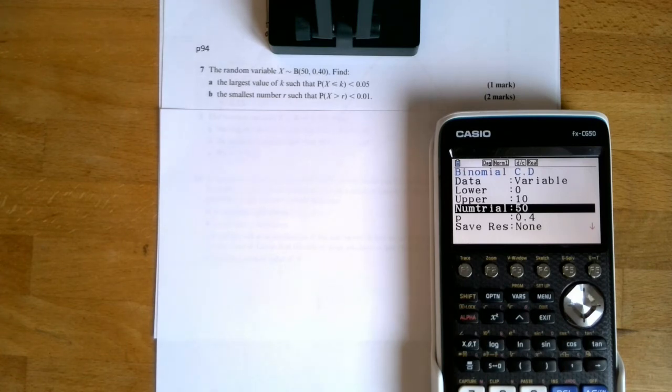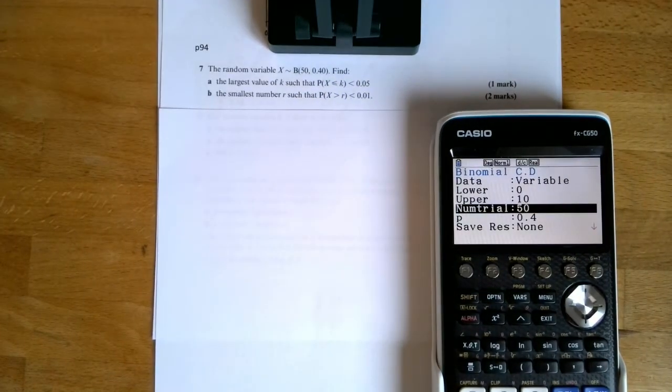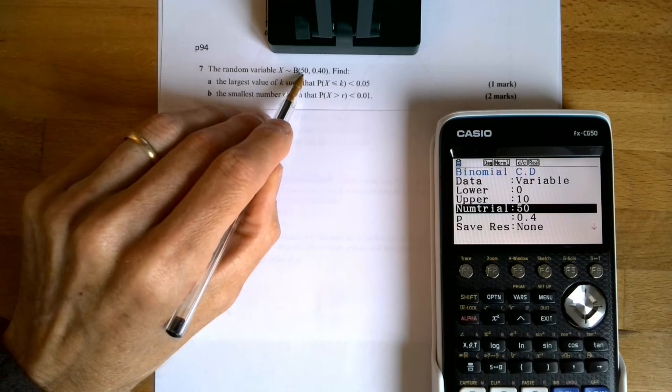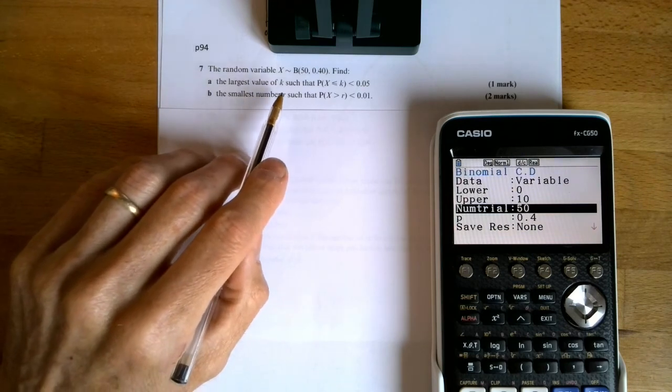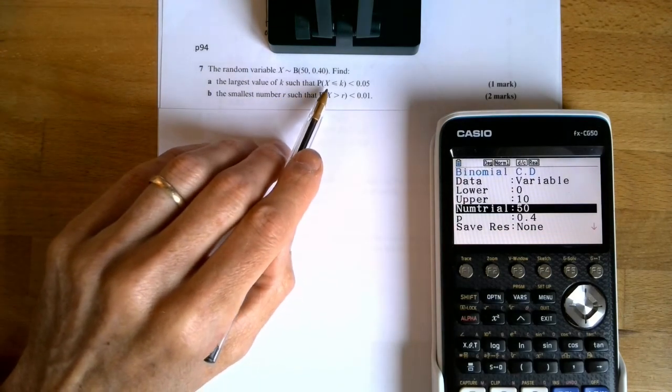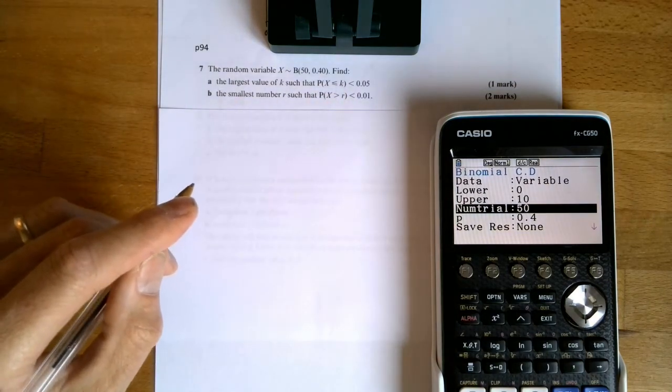So we're dealing here with a random variable where we're doing something 50 times, and every time we do, the probability of success is 0.4. And I want to know the largest value of k such that the probability X is less than k is less than 0.05. There's a lot going on there.